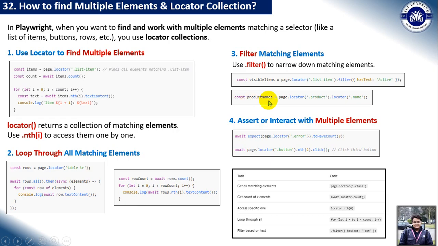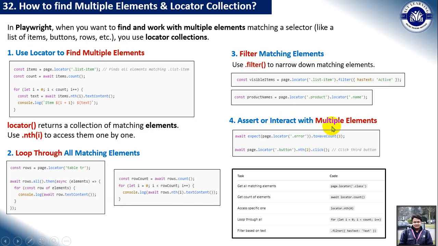Similarly, product name. So locator dot product, locator dot name, where you want to fetch all the product names from the product and the name field. So this is how you can filter as well. You can use filter accordingly.